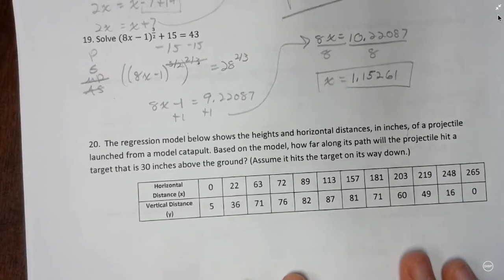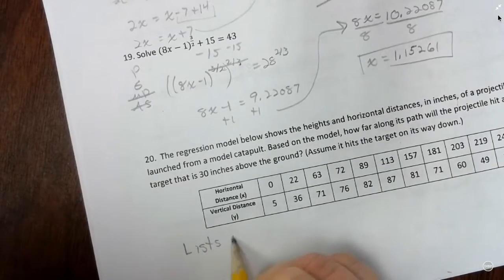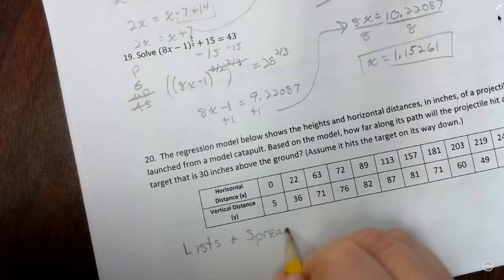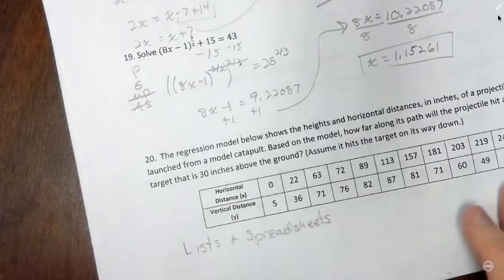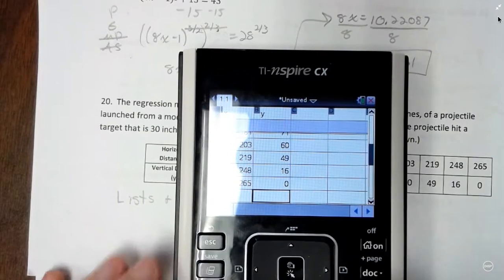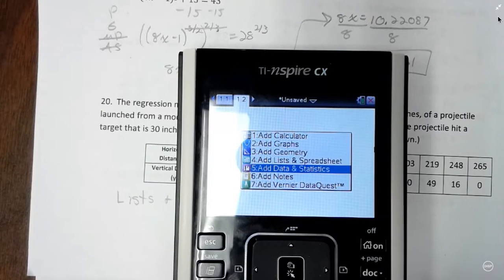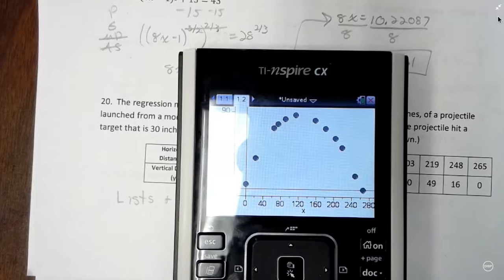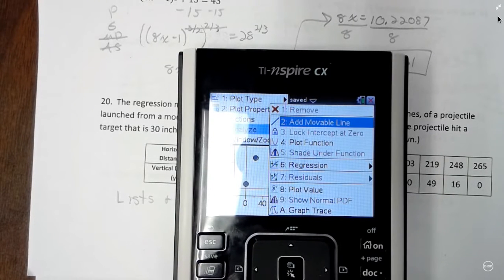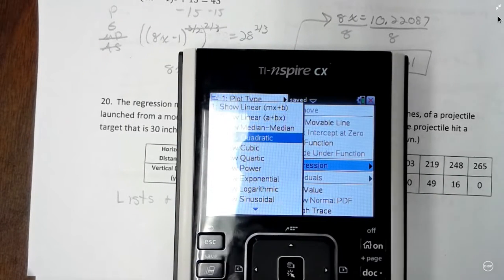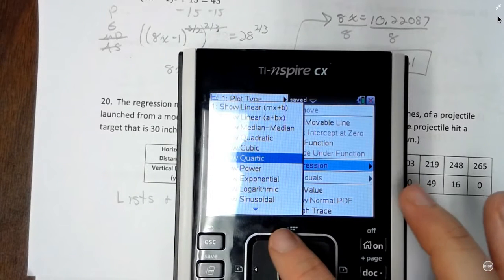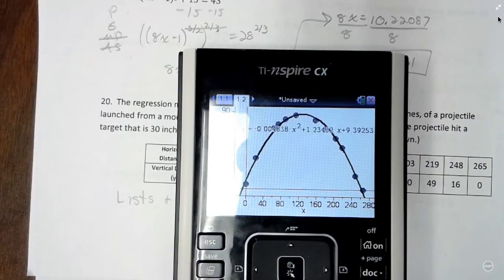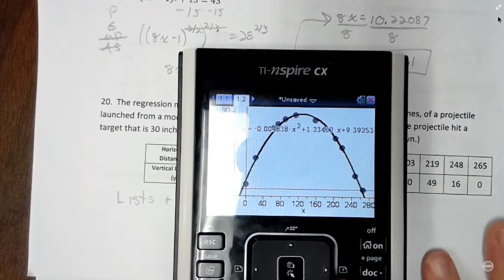Number 20, a lot like number 17, go to your list and spreadsheet page. So there's all my data in the list. Make sure you get off the last number you typed. Add a data and statistics page. Add your x and y, and it should be quadratic. And then menu, analyze, regression. Make sure you choose quadratic and not quartic. Quartic is to the 4th power. I want to the 2nd power. And then write down your equation.